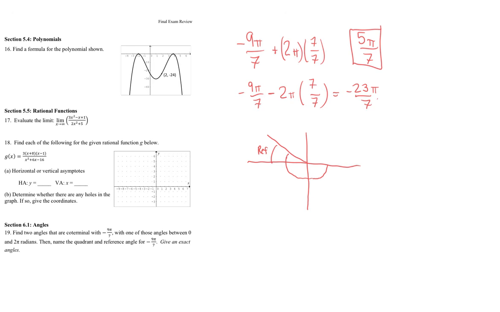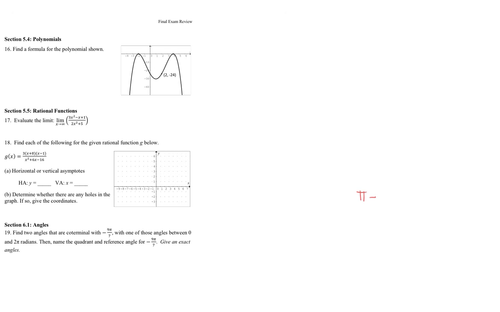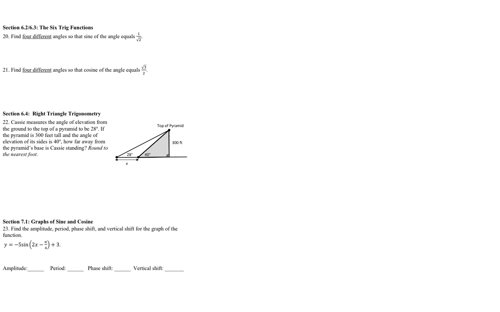And we know that because this whole thing here is 2 pi minus our 9 pi over 7, which gets us 5 pi over 7. And this whole thing is equal to pi. So therefore, if we do pi minus 5 pi over 7, we get 2 pi over 7, which is our reference angle. So this next one's just going to be big on the unit circle here.